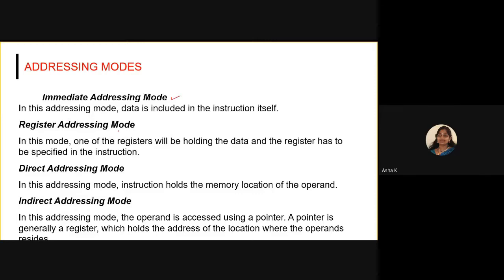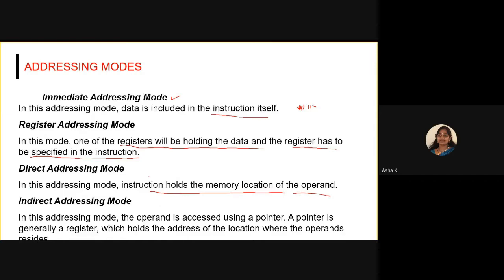In immediate addressing mode, data is included in the instruction itself. The immediate value, such as #1234H or #1111H, will be included in the instruction itself. Whereas in register addressing mode, one of the registers holds the data, and the register has to be specified in the instruction. So which register we are using has to be specified in the instruction itself. The third one we have here is the direct addressing mode. In this addressing mode, the instruction holds the memory location of the operand.